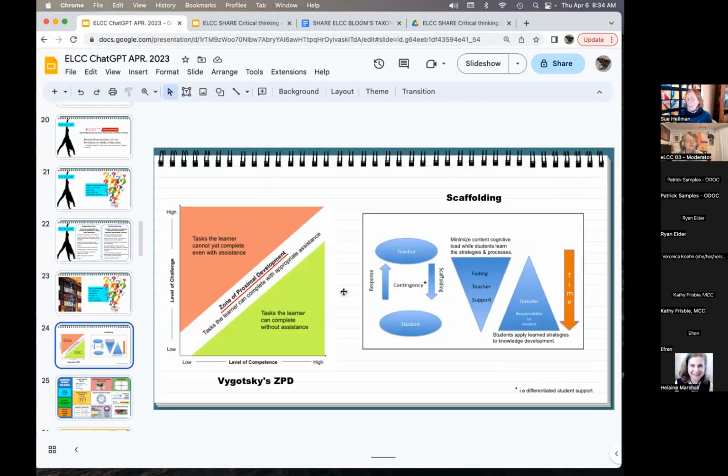To do that, when you scaffold, you need to initially minimize cognitive load while they're learning the processes. So you use things like Cinderella stories that are familiar to everybody, concepts that people already know about, so that they can concentrate on using the strategy in a sophisticated way. And then when they know it, that's when you attach the real content to it and have them use a learned strategy to unwrap more content.